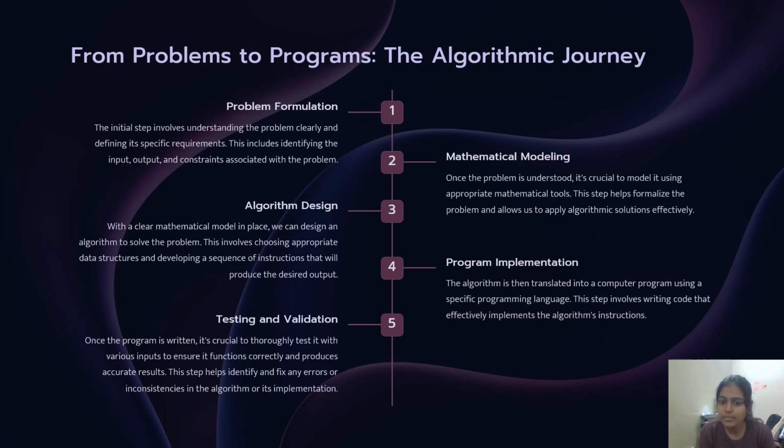The next one is program implementation. The algorithm is then translated into a computer program using a specific programming language. This step involves writing the code that effectively implements the algorithm's instructions. And the last one is testing and validation. Once the program is written, it's crucial to thoroughly test it with various inputs to ensure it functions correctly and produces accurate results.